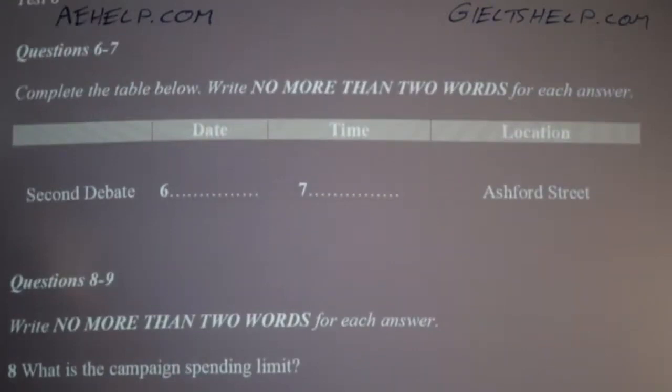You now have some time to look at questions 6 to 10.